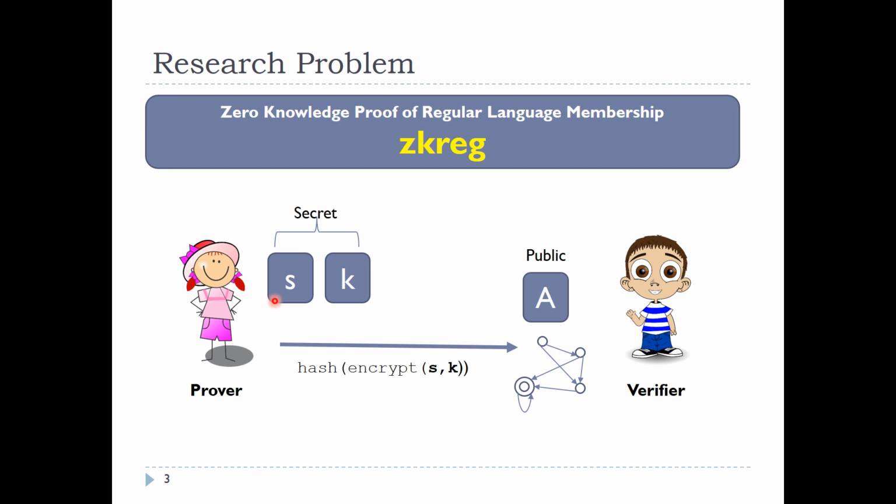More exactly, we have a prover who knows a secret input string and an encryption key. We have a verifier who knows a public finite state machine A that captures a good regular language. And the goal of the prover is to produce a zero-knowledge proof which asserts that this secret input string belongs to, or is accepted by, this finite state machine.